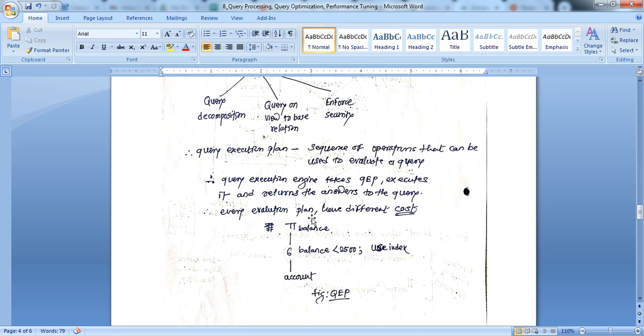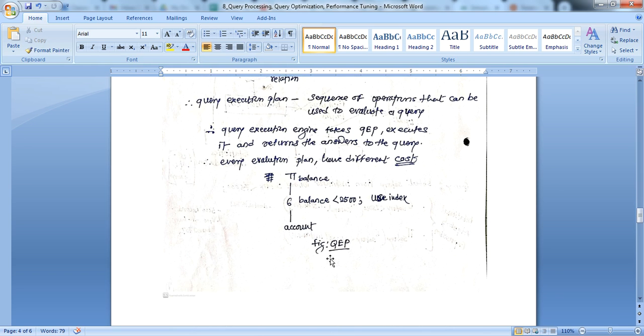Every evaluation plan has a different cost. Different cost means it may generate output in the minimum time, or some query may take more time; these are the points we can call a cost. This is simply one plan. It may run with some different plan, that is, a different query execution plan. All plans give the same output, only the way of execution is different. Whichever way is good or efficient, we will select that query execution plan.